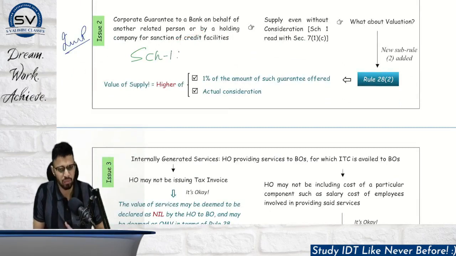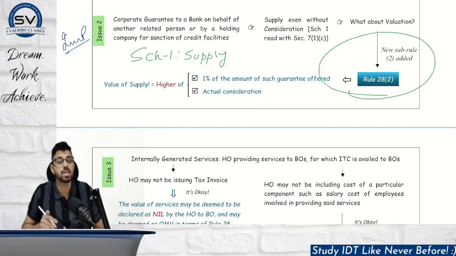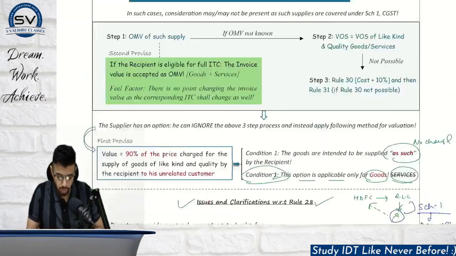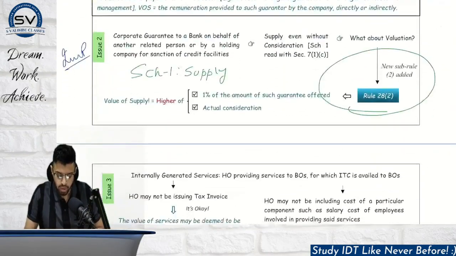Schedule number 1 means it will be a supply even without consideration. Right? Now, what is the valuation? For valuation, Rule number 28 sub rule 2 was inserted. The above rule that we covered is Rule number 28 sub rule 1. This sub rule 2 was newly inserted.